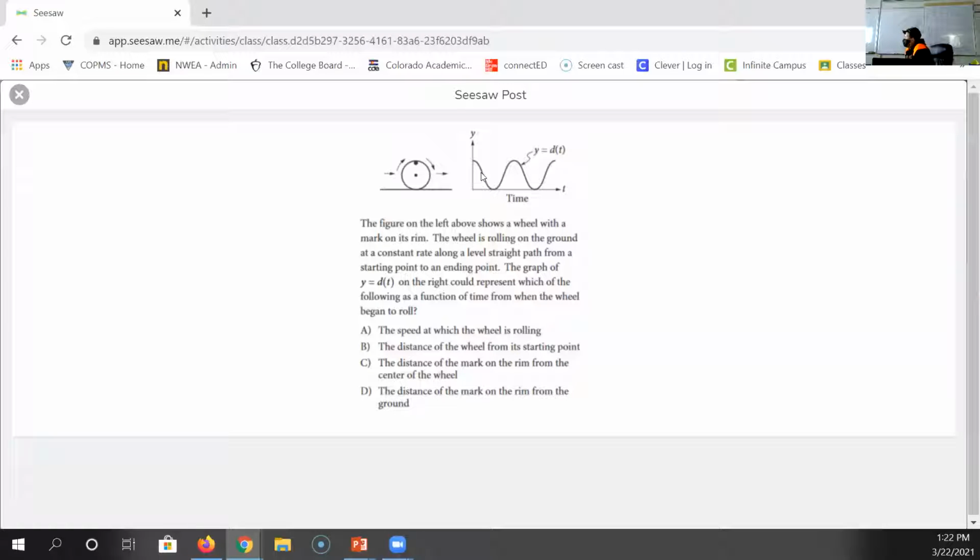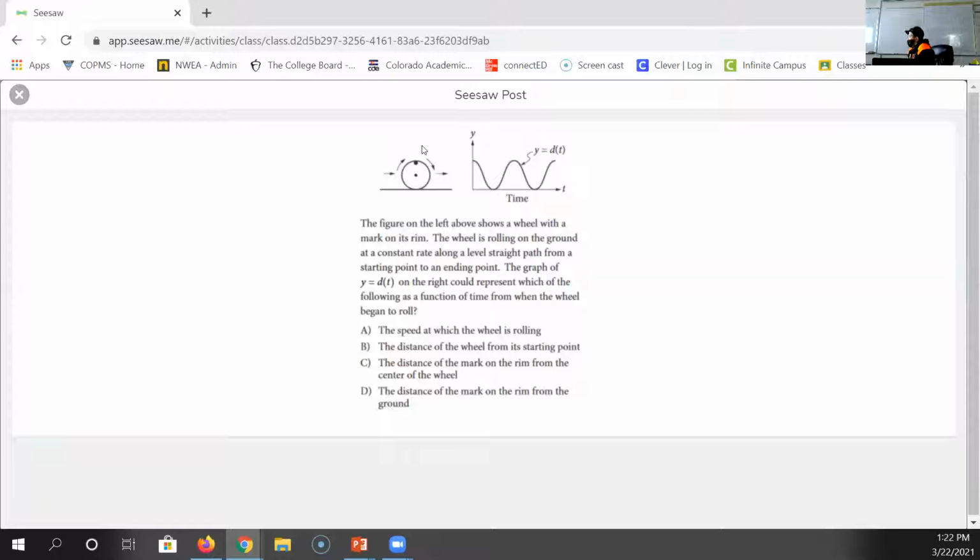Answer C, the distance of the mark on the rim from the center of the wheel. So if we're looking at our diagram here, our mark is here, our center is here. With this wheel rolling, is that going to affect the radius? Well, no, because the radius of the wheel is constant, right? It's going to be the same over and over again. It's never going to change. It doesn't matter if you lay it on its side or whatever you want. It's still going to have the same radius.